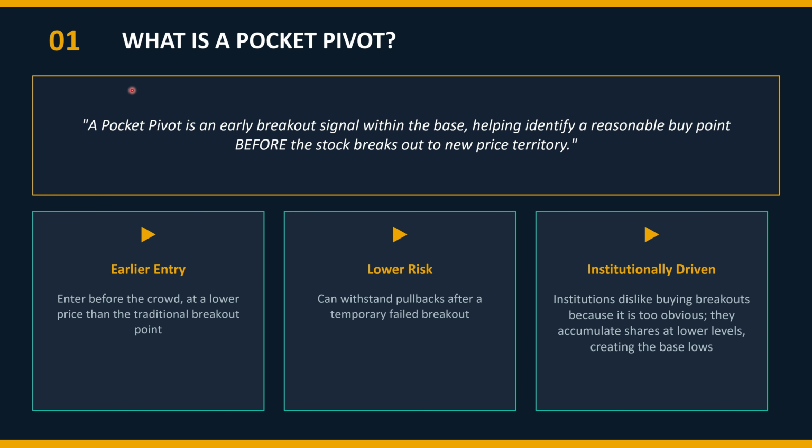First, let's understand the essence of a pocket pivot. By definition, a pocket pivot is an early breakout signal within a base, helping identify a valid buy point before the stock breaks out to a new price area.